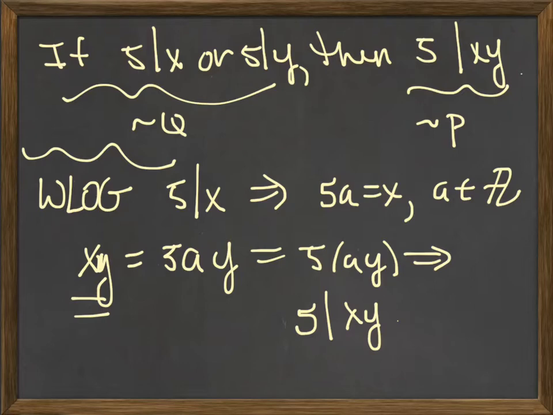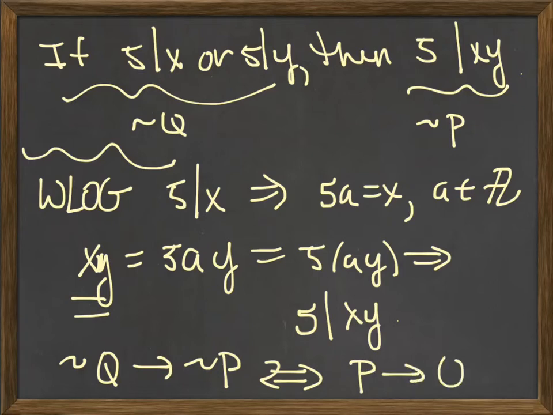Alright, so what we have shown is not Q implies not P, which is logically equivalent to P implies Q. So we are done with this proof by contrapositive.